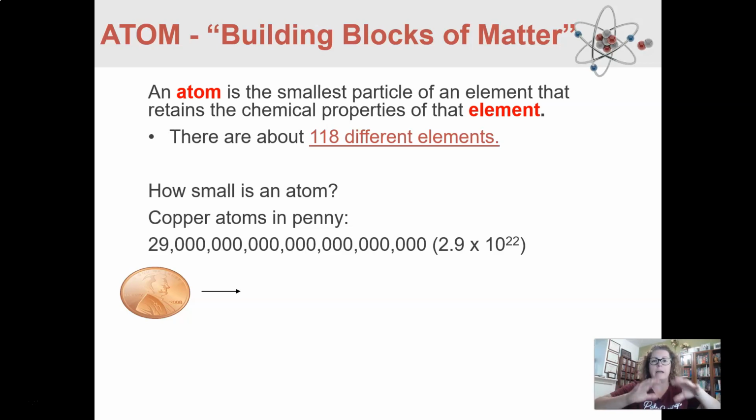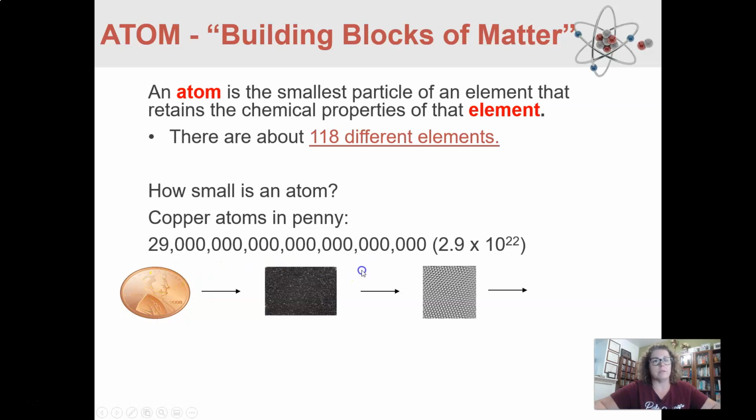Okay, so how small actually is an atom? If you look at a copper penny, a copper penny has about 29 billion trillion atoms that make up the copper penny. But if you break it up and look a little bit deeper inside, inside the copper you've got a layer of zinc. And if you keep going microscopically and microscopically, then you get to the actual one atom structure.